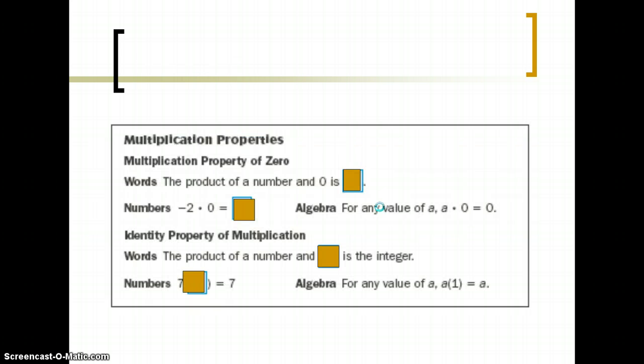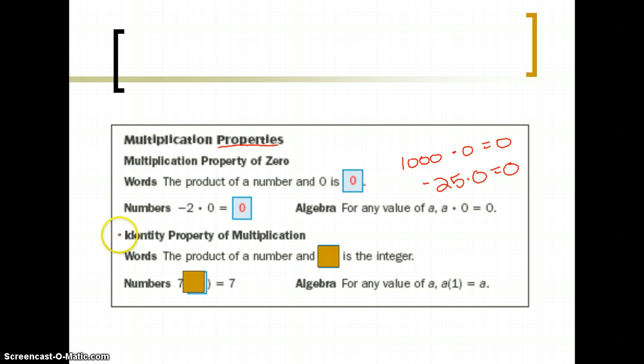The multiplication property of 0. So these are new properties that we are learning. Anytime you multiply a number with 0, you are going to get 0. Negative 2 times 0 is 0. 1,000 times 0 equals 0. Negative 25 times 0 is 0. Any number multiplied by 0 is 0. That's the multiplication property of 0.